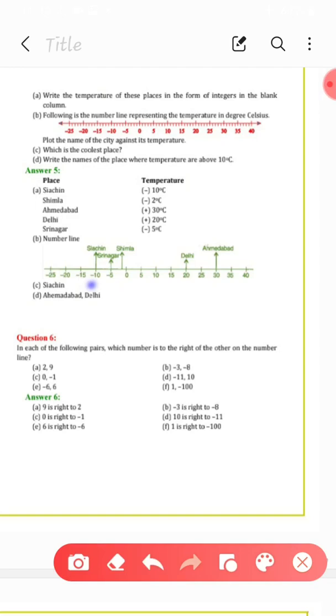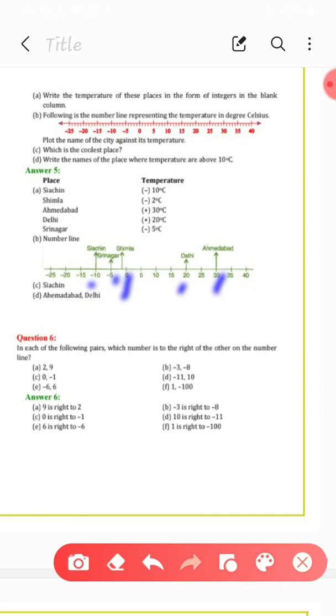Since 0 is there, then 0 and minus 5, in between 5 lines are there. So minus 2 is Shimla. Then Ahmedabad plus 30, so here I have mentioned. Delhi plus 20, here I have mentioned. And Srinagar minus 5, here it is mentioned.